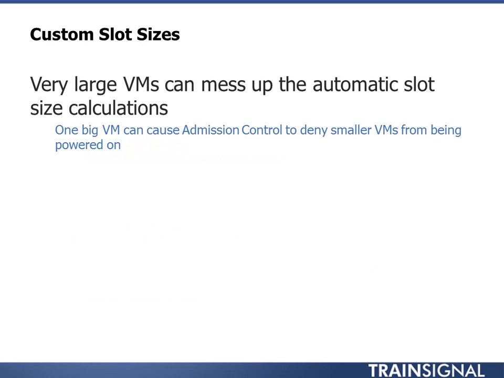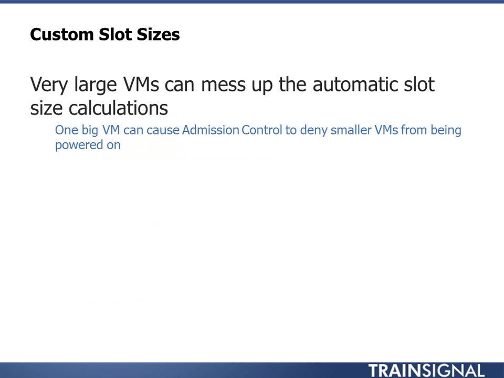So you can create custom slot sizes. The idea is a large VM can mess up the automatic slot size calculation. What happens if you have one big VM with an 8 gig memory reservation, because the SQL DBA just had to have a memory reservation on its database server? Well, all of a sudden that messes your slot size up, because every slot size got 8 gig. And that's not practical. So then you try to figure out what you need to do.